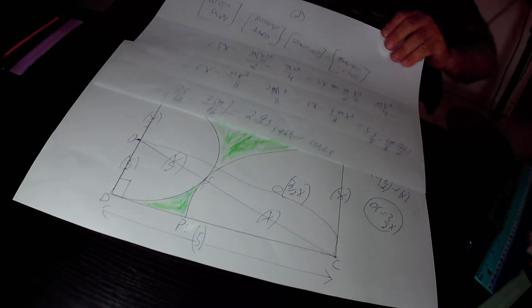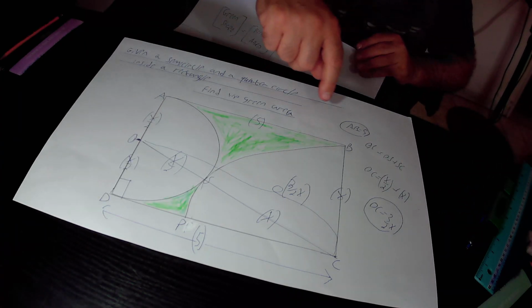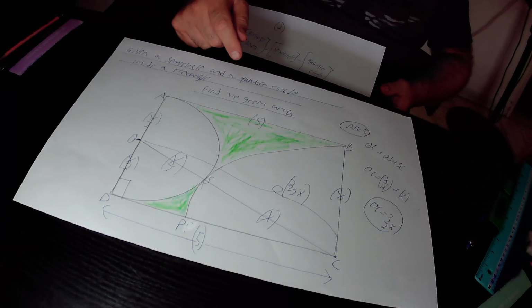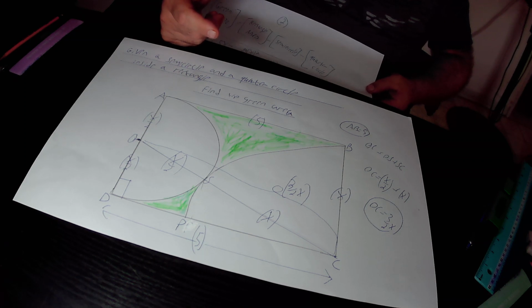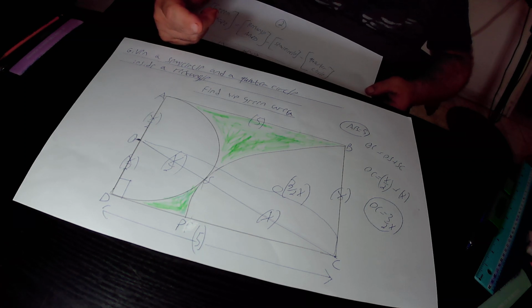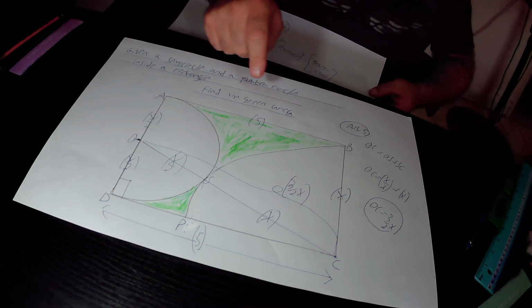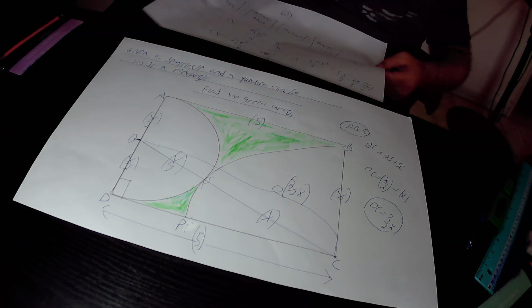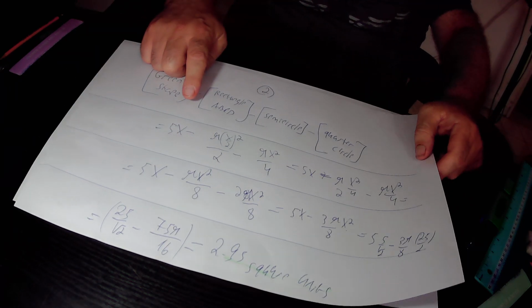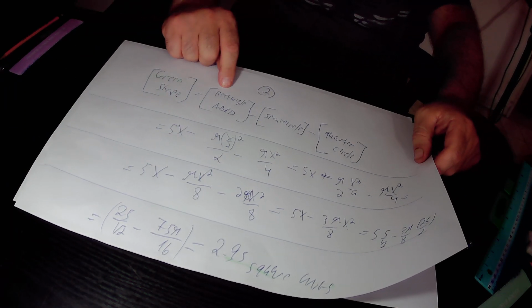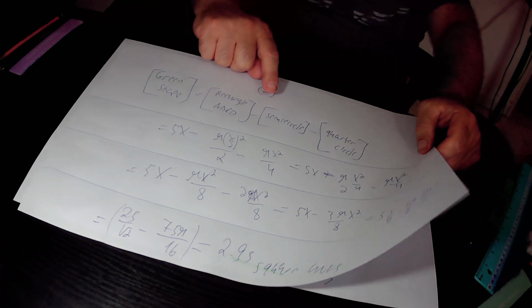What is the area of rectangle ABCD? The area of any rectangle is the width times the length. The width is x, the length is 5, so in total it is 5x. And again, the area of rectangle ABCD is 5x. Minus the area of the semicircle.